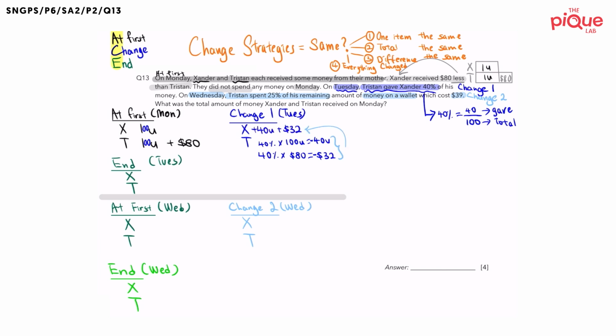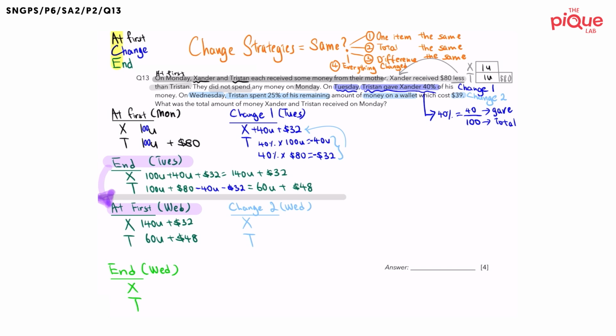Can we now determine the total amount at the end for this ACE? Of course, it's as simple as basic subtraction. At the end of change 1 on Tuesday, Xander will have 140 units plus $32. Whereas for Tristan, he will have 60 units plus $48. Now that we have completed the first ACE setup, we are ready to tackle the next stage of the problem. Let's set up our second ACE. Since nothing changed at the end of Tuesday, the amount from Tuesday's end will be carried over as Wednesday's at first value. Let's copy this information now.